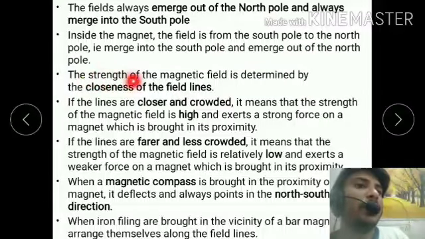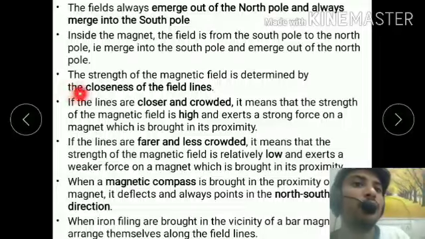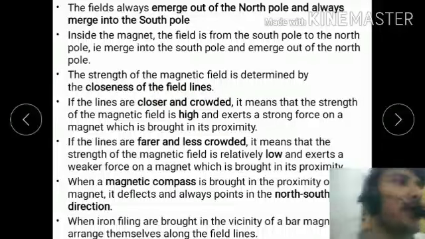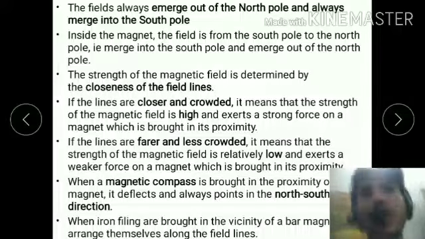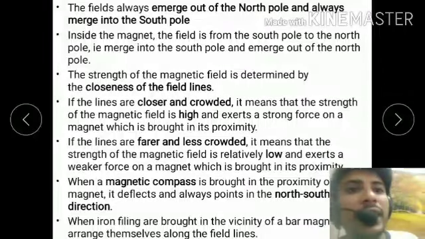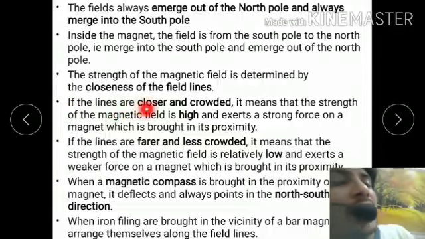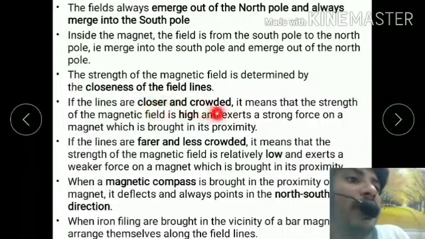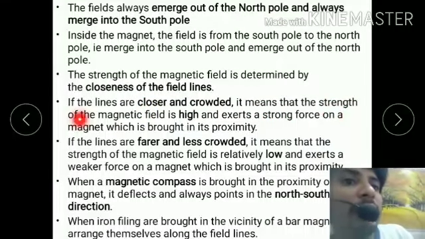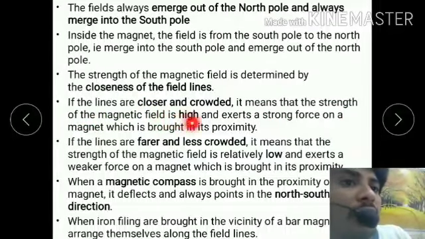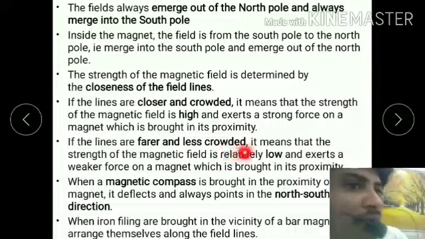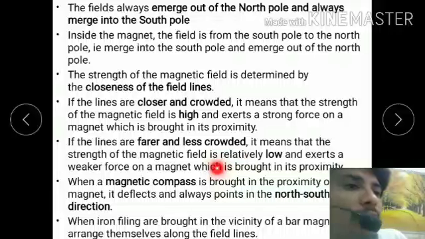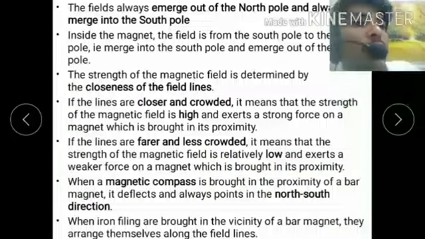The strength of the magnetic field is determined by the closeness of the magnetic field lines. When the closeness of the lines increases, the strength of the magnetic field increases. If the magnetic lines are closer and crowded, the magnetic field is very strong. When the magnetic lines are far apart and less crowded, the magnetic field is very weak, or low.